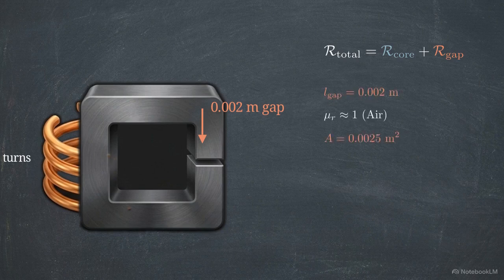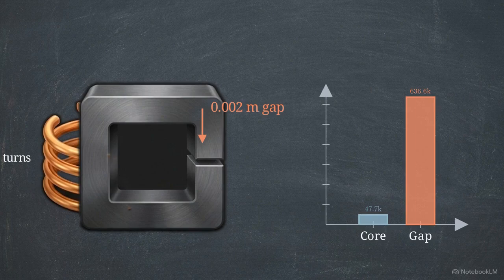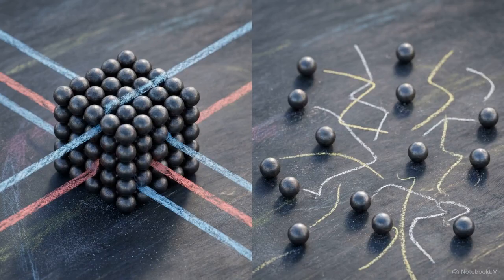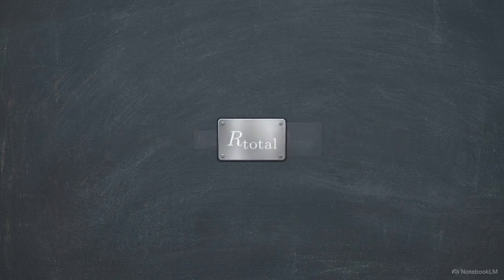When you calculate it out, the reluctance of that tiny 2 mm gap is massive. It completely dwarfs the reluctance of the entire steel block. Because air lacks the aligned atomic structure of steel, it actively fights the flow of flux. Even a microscopic air gap will dominate the total reluctance of the circuit and dictate the energy requirements of the machine. We add our small core reluctance and our massive gap reluctance together to get the total reluctance for the entire system.